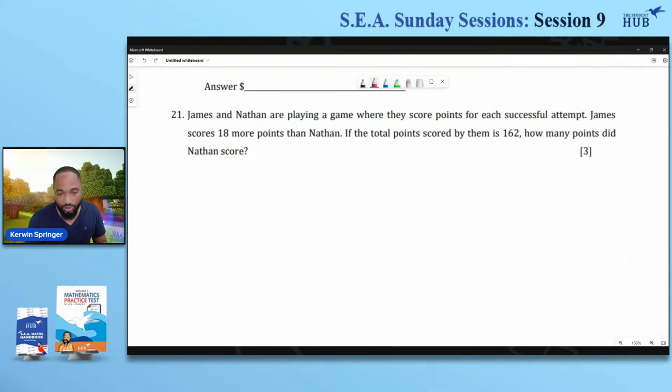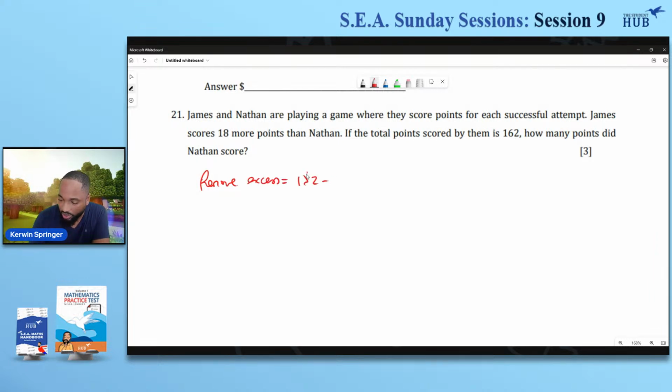They're getting pretty tough. James and Nathan are playing a game where they score points for each successful attempt. James scores 18 more points than Nathan. If the total points scored by them is 162, how many points did Nathan score? So very quickly, draw the block diagram for this for yourself. I'll have to remove the excess.